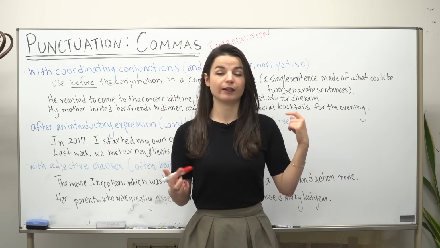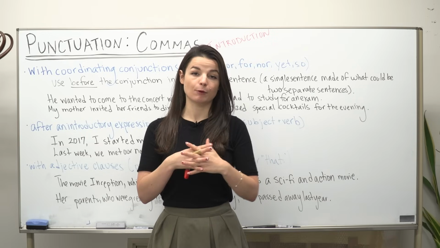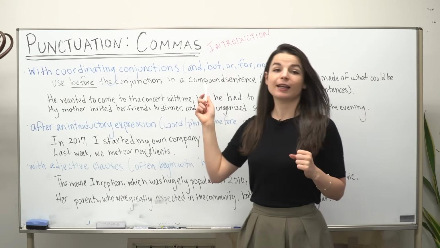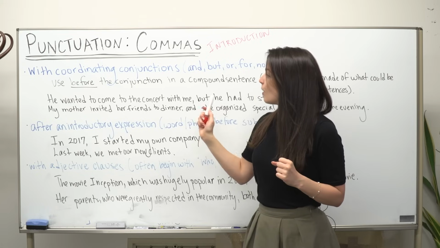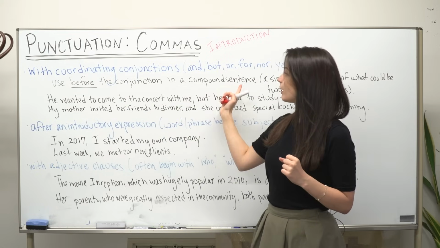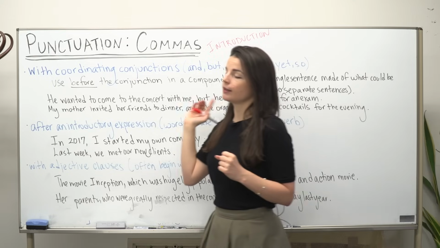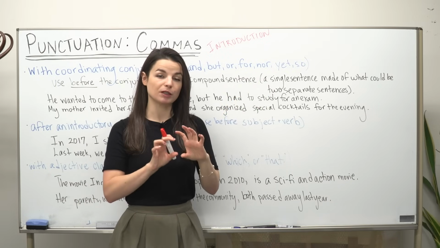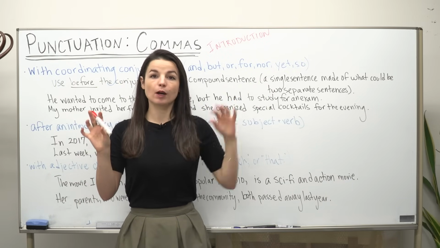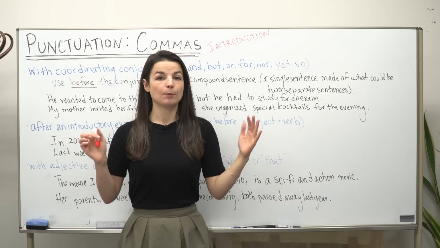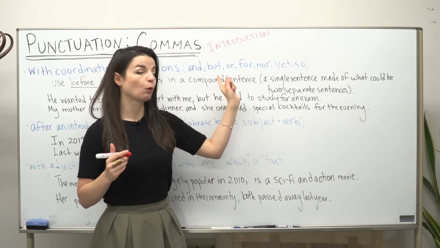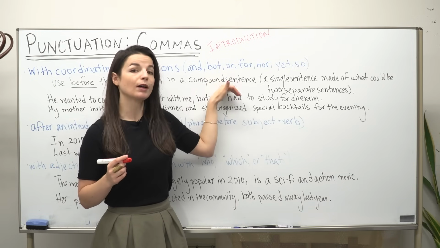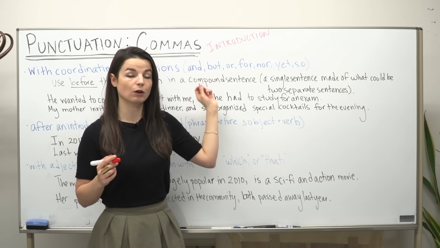We use these coordinating conjunctions to connect pieces of information together. So when we're using a coordinating conjunction to connect sentences, we use a comma before the conjunction if we are using a compound sentence. This is the key point. A compound sentence is a single sentence made of what could be 2 separate sentences. So it's 2 complete sentences, 2 finished ideas, but we connect these 2 ideas with a coordinating conjunction. This is called a compound sentence. In these cases, you can use a comma before the coordinating conjunction.